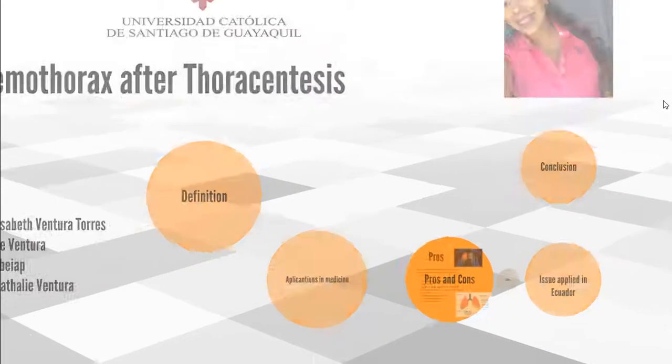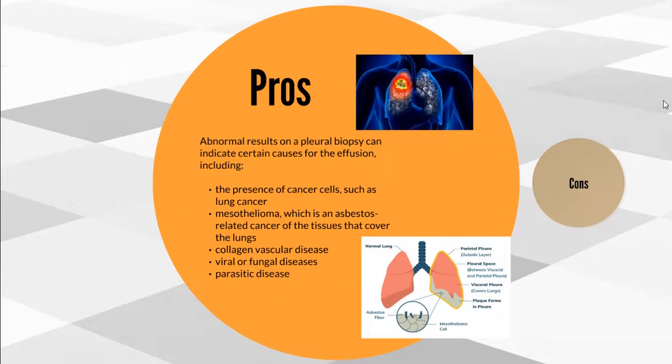Pros and cons. Pros: abnormal results on a pleural biopsy can indicate certain causes for the effusion, including the presence of cancer cells such as lung cancer, mesothelioma, which is a cancer of the tissues that cover the lungs, collagen vascular disease, viral or fungal diseases, and parasitic disease.